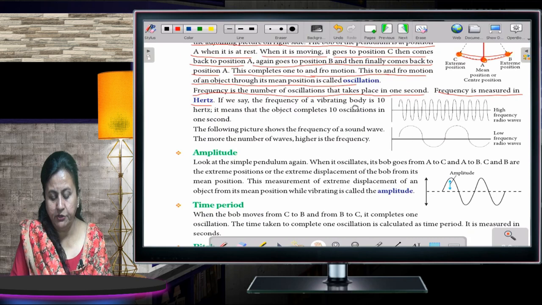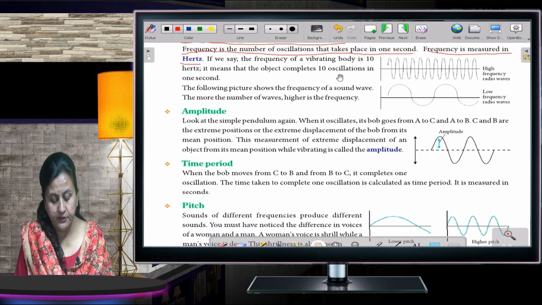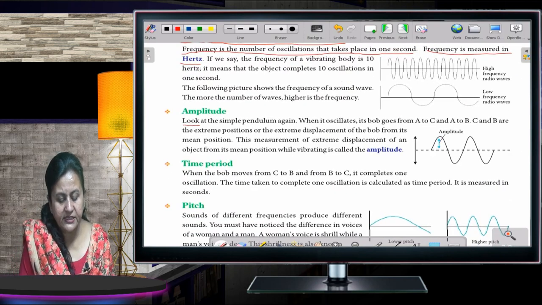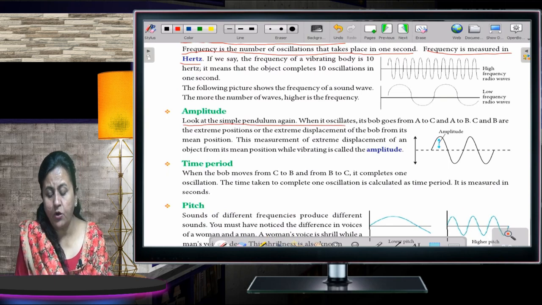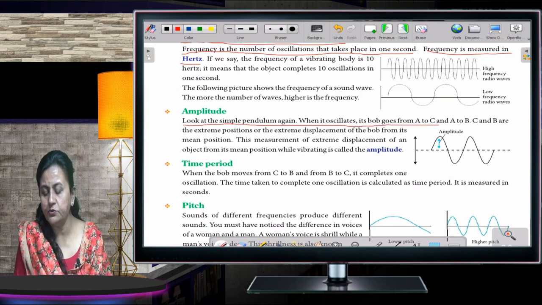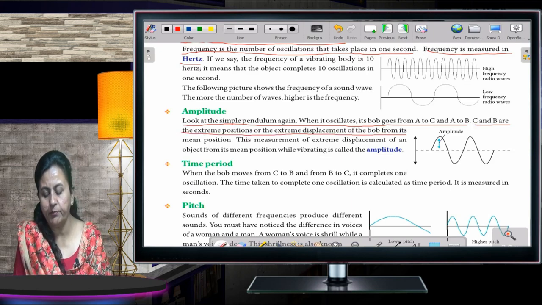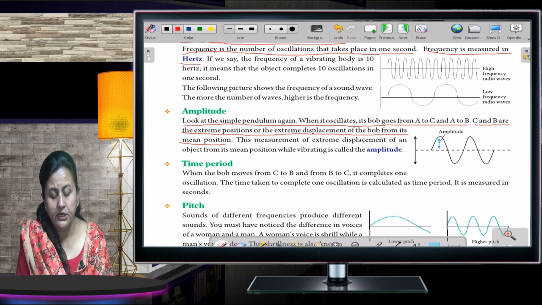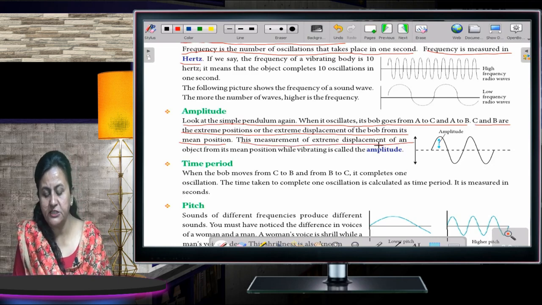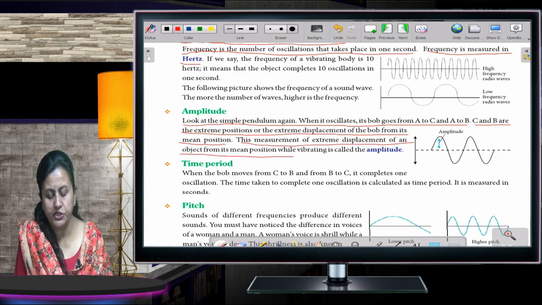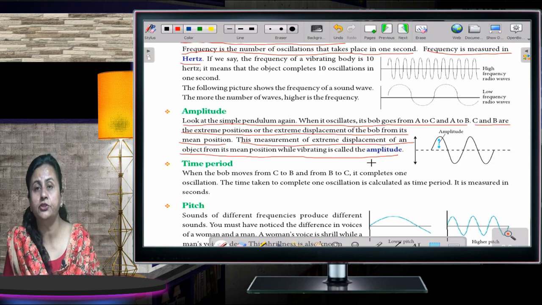Now, amplitude. What is amplitude? Look at the simple pendulum again. When it oscillates, its bob goes from A to C and A to B. C and B are the extreme positions or the extreme displacement of the bob from its mean position. The measurement of extreme displacement of an object from its mean position while vibrating is called amplitude.